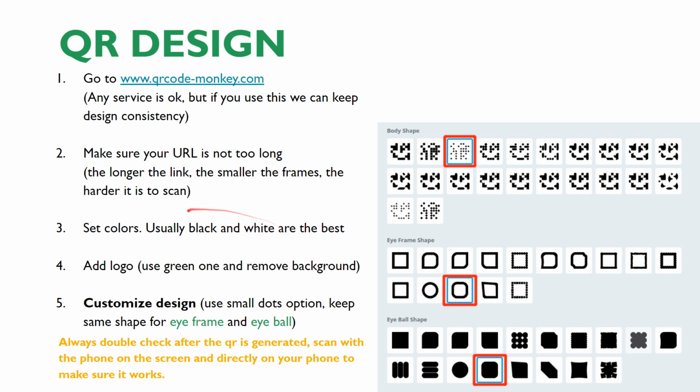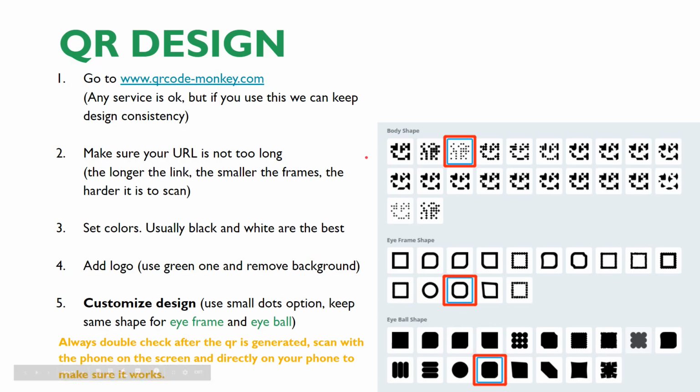Black and white are usually good enough when you set the colors of the QR. You can add a logo using the Green Steps green logo, and tick the option to remove background, and in the end customize the design using this kind of dots and this kind of frame and eyeball.